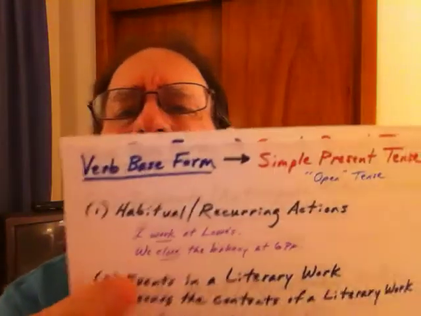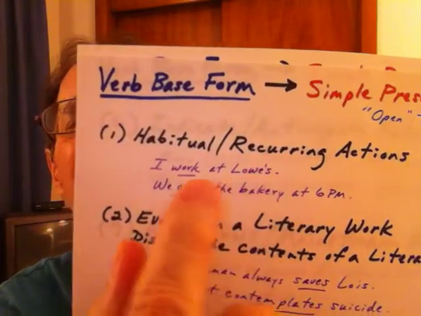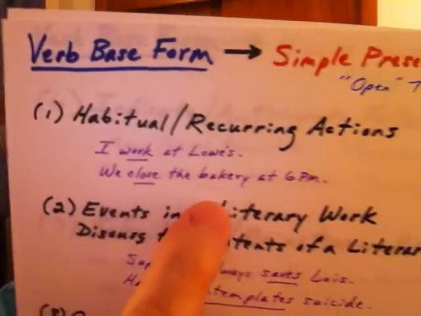The verb base form is used to express habitual or recurring actions. A sample sentence would be, I work at Lowe's. Okay, that's a sample. I work, verb base form. Or, we close the bakery at 6 p.m. That's how people talk. We close the bakery at 6 p.m. And that's how they talk. It's used to denote habitual or recurring actions.